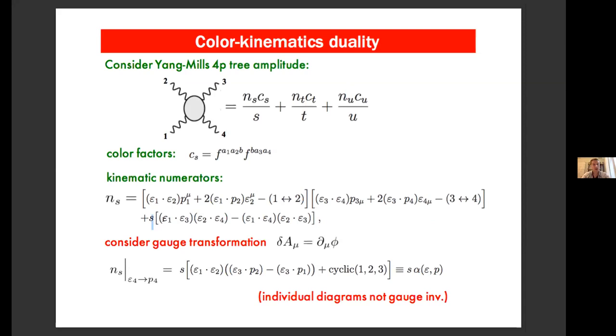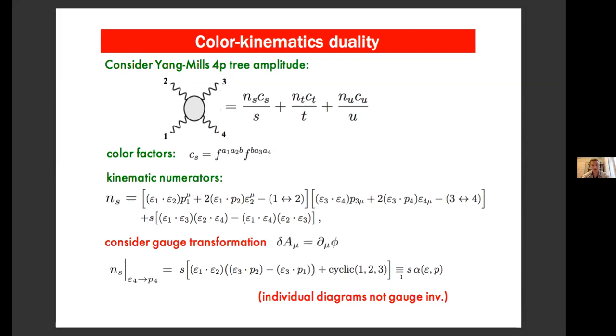And so using this expression, you can analyze what happens under a gauge transformation. I just shift the gauge field by a scalar field, or in terms of amplitudes, I just replace the polarization vector by a momentum. And what happens to this numerator? Well, it won't vanish because it's not a gauge invariant quantity. An individual diagram is not gauge invariant, but it will become proportional to the inverse propagator. So in this case, in the s channel, it will become proportional to s.